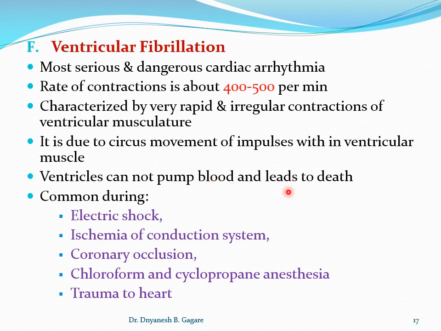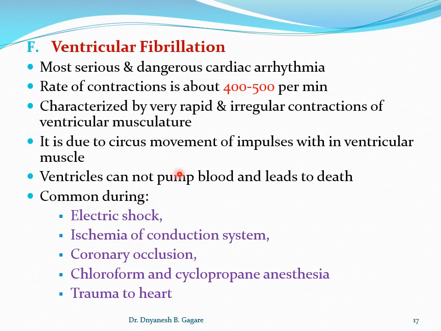Now I told you that there is a circus movement, and once it starts from one point, it rotates there in circus fashion, it comes back, and like this, one part contracts in the first moment, in the second moment the next part will contract, in the third moment another. So like this, there is no effective contraction of the ventricle. It's called ventricular fibrillation.